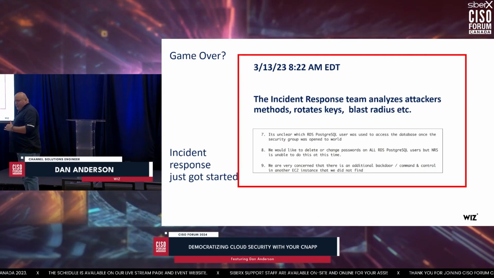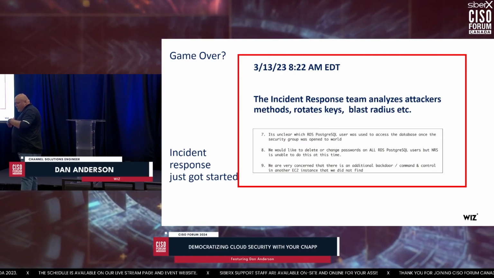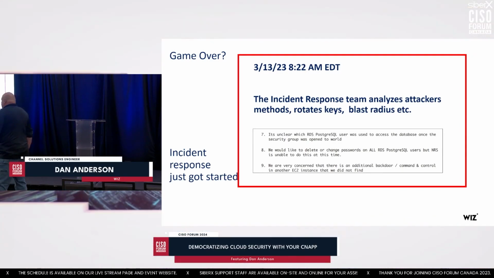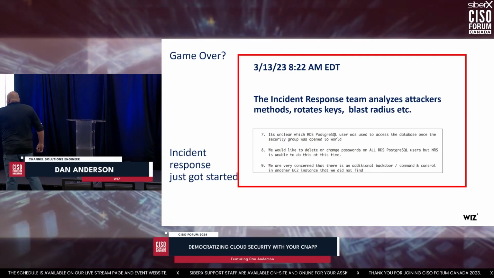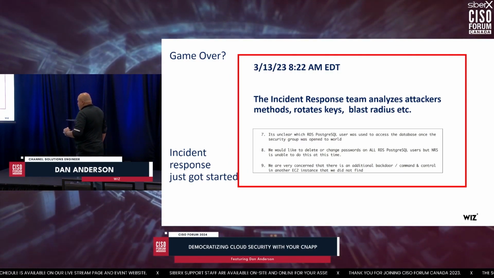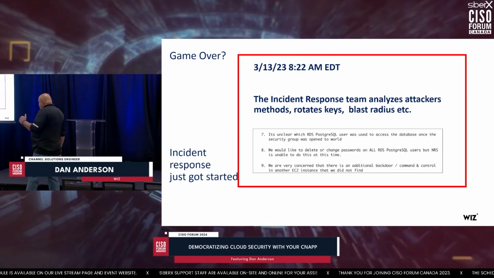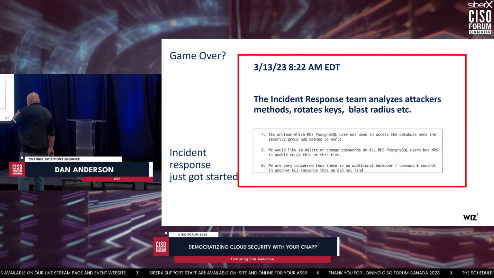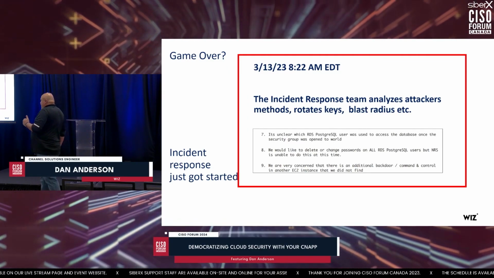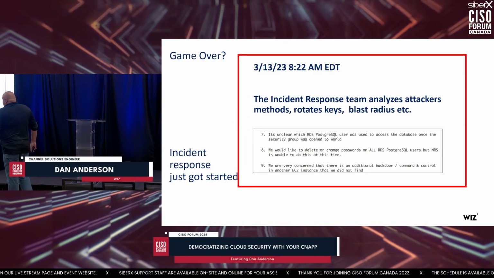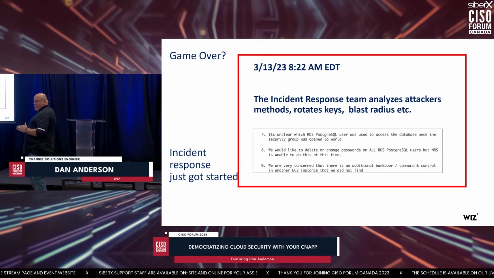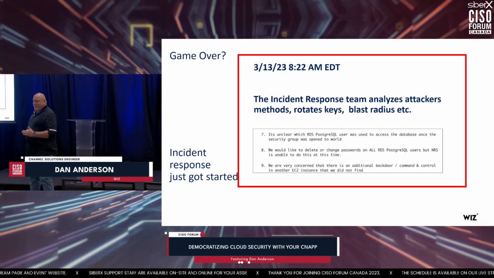At 8:22 a.m. that morning, the incident response team, this is based on the actual war room documentation that happened, I'll read it to you. It's unclear which RDS PostgreSQL user was used to access the database once the security group was open to the world, because they've analyzed the attacker's methods, rotate keys, blast radius, etc. The second line in this, number 8: we would like to delete or change passwords on all RDS PostgreSQL users, but NRS is unable to do this at this time for various reasons, okay?